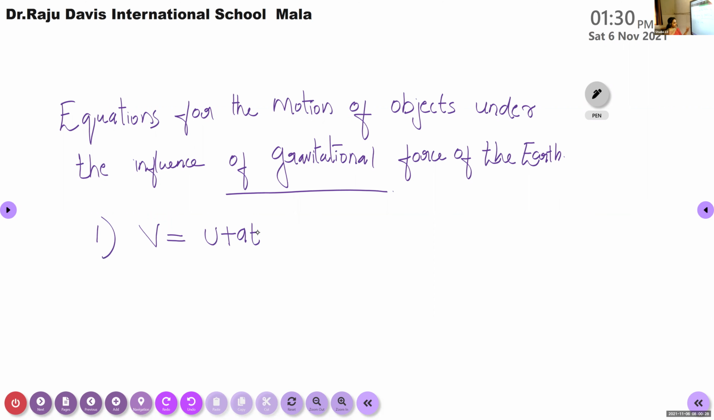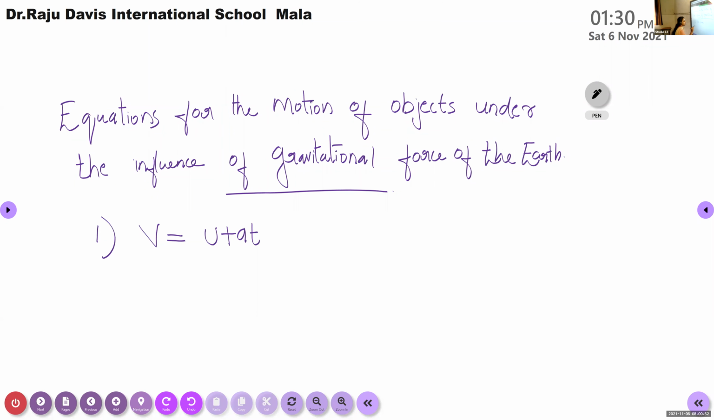And all these terms have their own meanings. Tom Jones, can you differentiate each term present in this equation? What does v stand for? V is final velocity. U is initial velocity. A is acceleration, and t is time. Very good. Excellent.